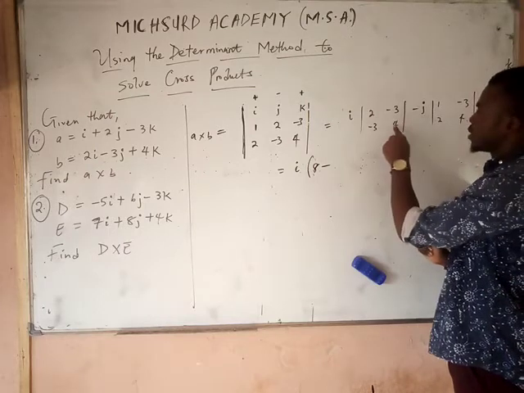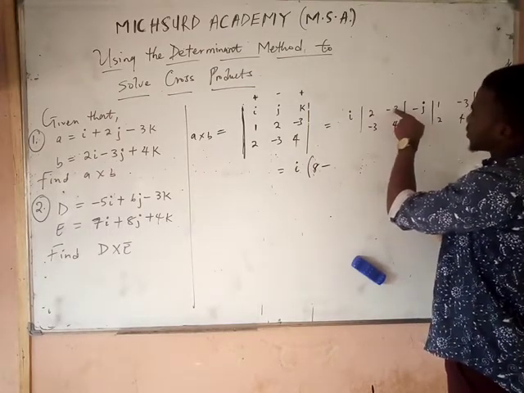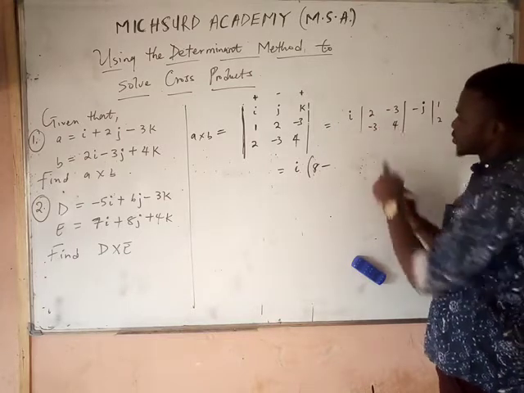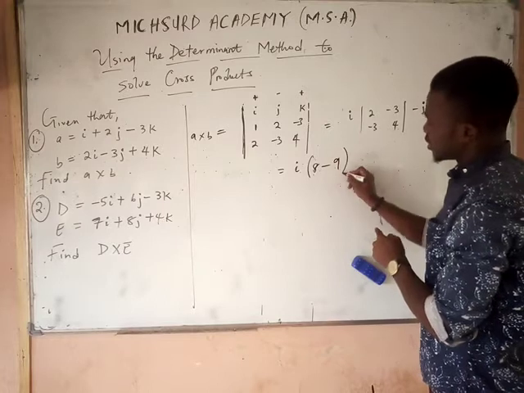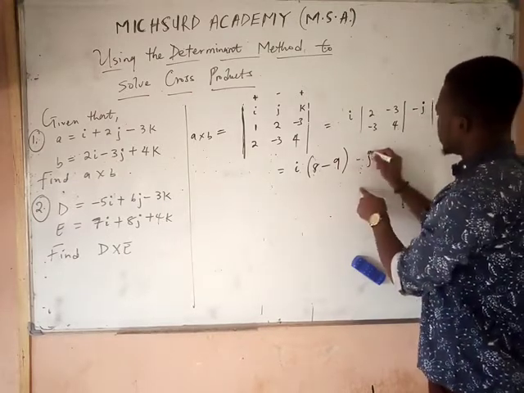Okay, then once we are done with that, we go to the next one here, which is minus 3, to cross multiply with minus 3. Minus 3 times minus 3 will give us positive 9. So we have this. Then we go to the next one, which is minus J.